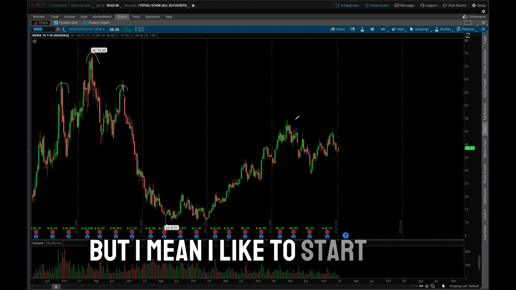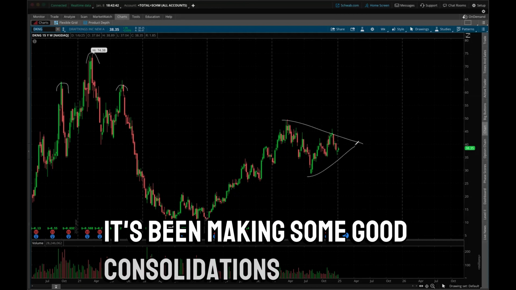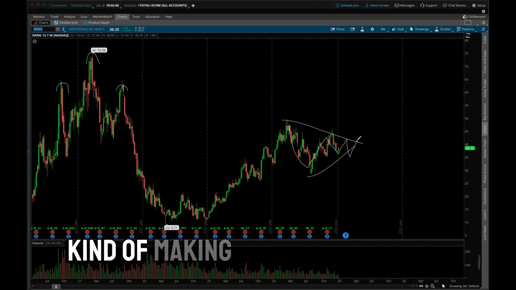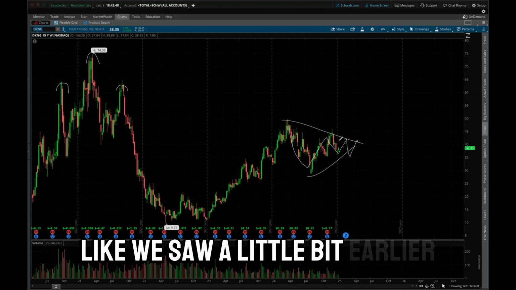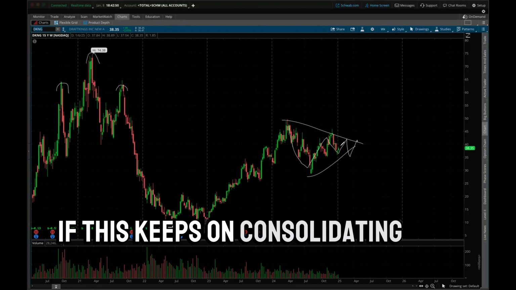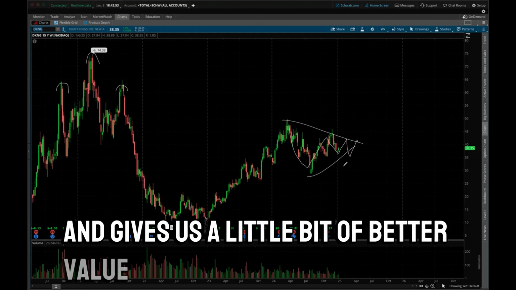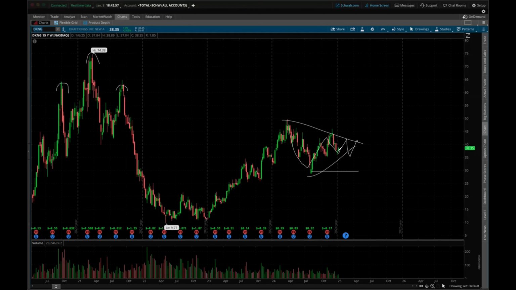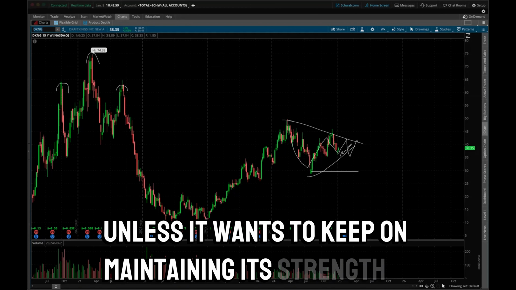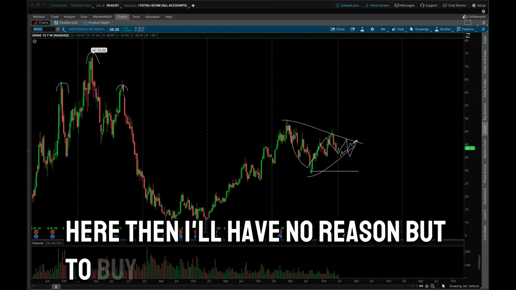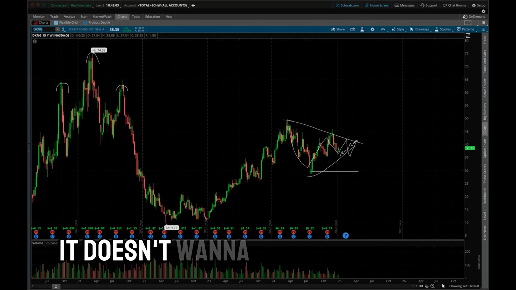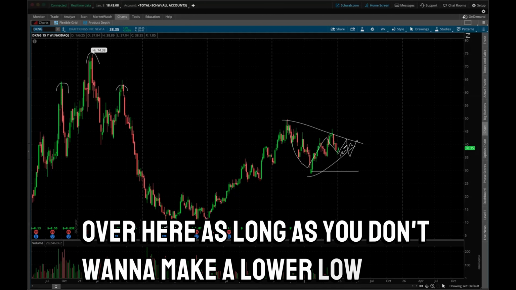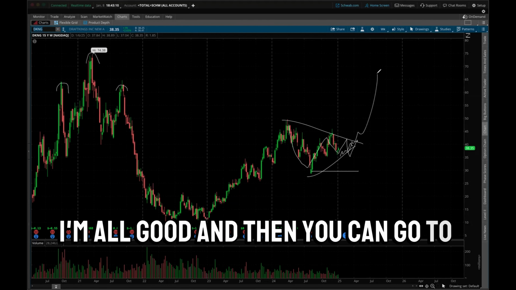But I like the stock here. It's been making some good consolidation. So right now, you could start to look at DraftKings kind of making a pennant pattern like we saw a little bit earlier. If this keeps on consolidating like this and gives us a little bit of better value, I would probably look to buy it here around 30. Unless it wants to keep on maintaining its strength here, then I'll have no reason but to buy it because it keeps on showing me that it doesn't want to make a lower low over here. As long as you don't want to make a lower low, DraftKings, I'm all good. And then you can go to the upside.